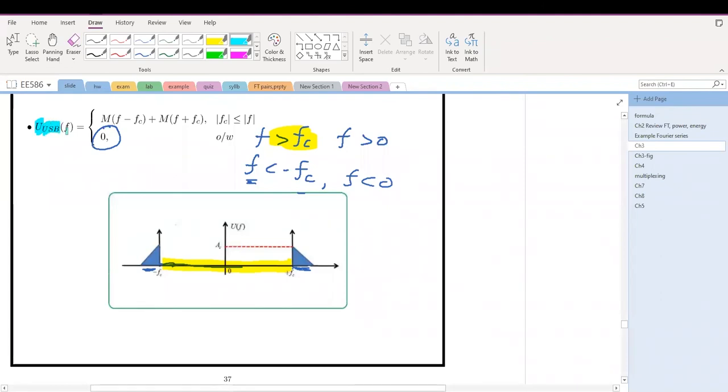Mathematically, the expression of the spectrum of the upper sideband modulation is this: we take this portion, and we can see this portion is the DSB-SC expression only when the absolute value of f is greater than fc. In other words, when f is greater than fc for a positive frequency, or f is less than minus fc when the frequency is negative, and for the rest of the frequencies we take 0, that's here. And this is the mathematical expression for the spectrum of the upper sideband modulation.